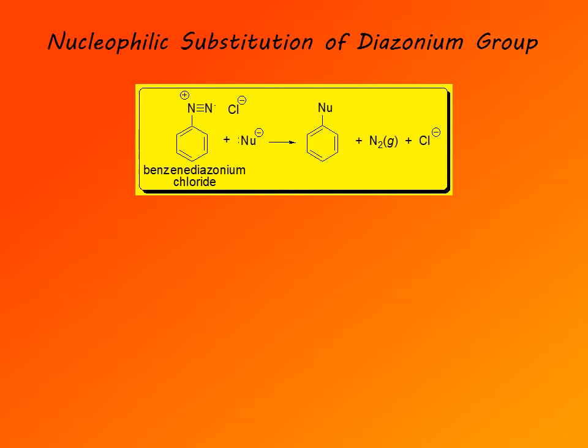Another large class of reagents are nucleophiles, and it would be advantageous for us to be able to carry out also nucleophilic aromatic substitution. One way to do that is to carry out reaction on diazonium salts of aromatic compounds. So in such reaction, diazonium group is replaced by a nucleophile. And so here is general scheme for such reaction.